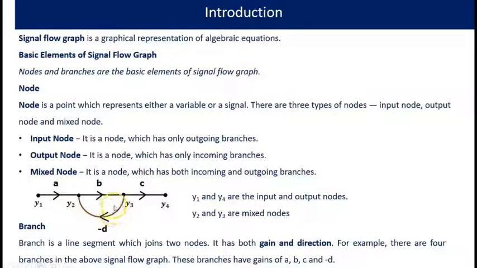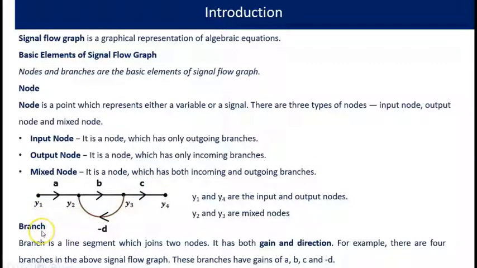See this figure here. Y1 is the input node which has only outgoing branch. Y4 is the output node. It has got incoming branch. And Y2 and Y3 are mixed nodes because they have both incoming and outgoing branches. Therefore, Y2 and Y3 are mixed nodes. This is the input node, this is the output node.